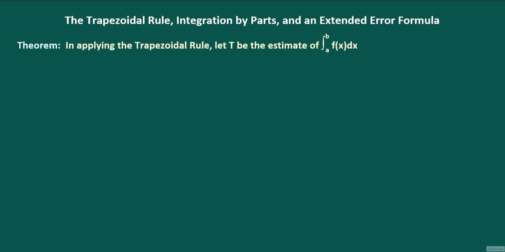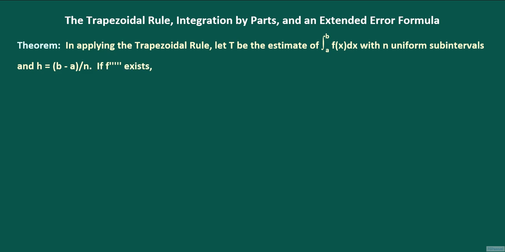In applying the trapezoidal rule, let T be the estimate for the integral of f over the finite interval from x equals a to x equals b. We are assuming a uniform partition with n subintervals so that the step size h, which is the length of each subinterval in the partition, is equal to (b minus a) over n.